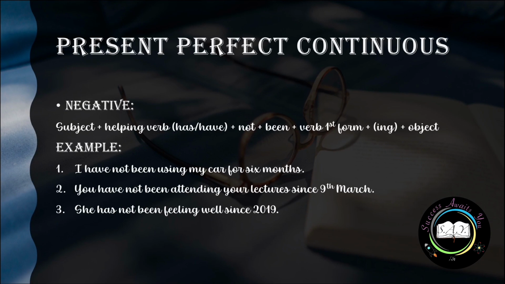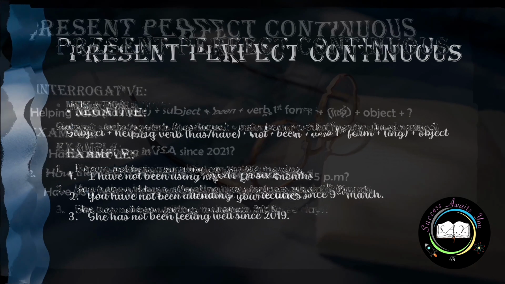In negative, same structure is followed as affirmative. The only difference is that word not is added between has or have been. Then the complete helping verb becomes has not been or have not been. For example, I have not been using my car for 6 months. You have not been attending your lectures since 9th March. She has not been feeling well since 2019.